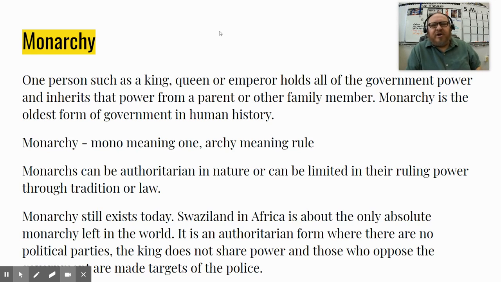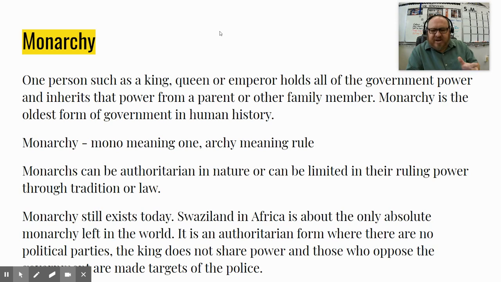Monarchy, we all know about what a monarchy is. Basically, a king, queen, or emperor holds all the government power. They've been around basically since the beginning of human history. Monarchy: mono meaning one, archy meaning rule, so one person ruling. Not all monarchs are authoritarian, though they can be. It depends on the tradition or law, and sometimes on the individual.